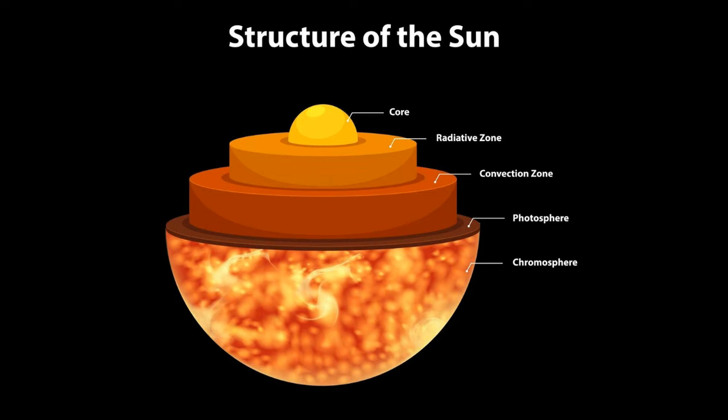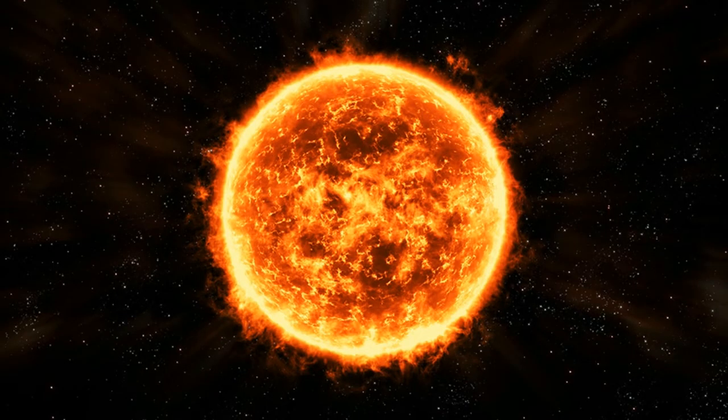The sun has an interior consisting of the core, radiative zone, and convective zone. It has a visible surface called the photosphere, then the chromosphere, which usually is not visible, and the very outer layer called the corona.